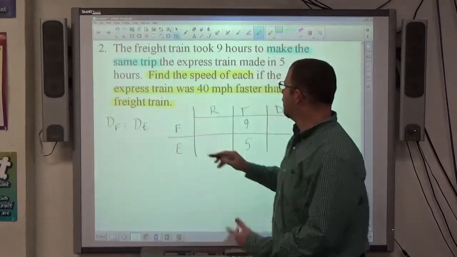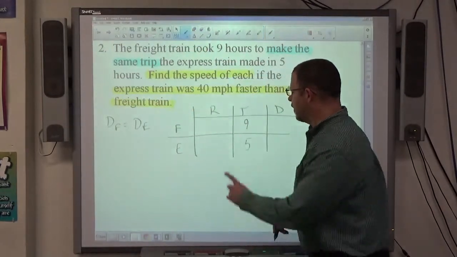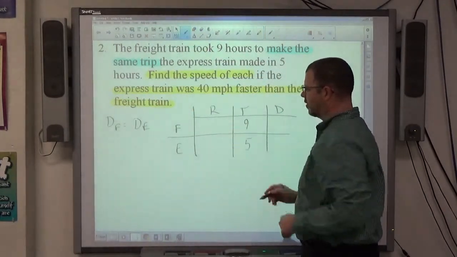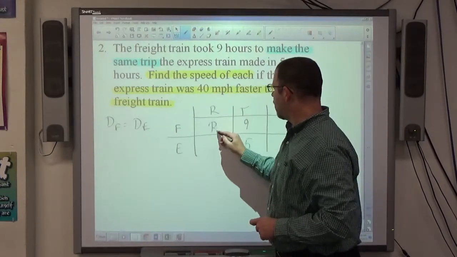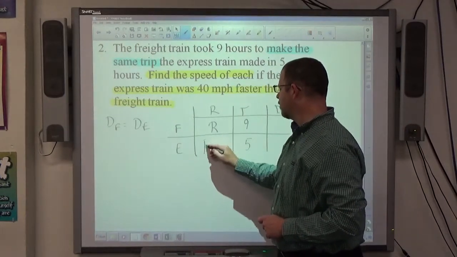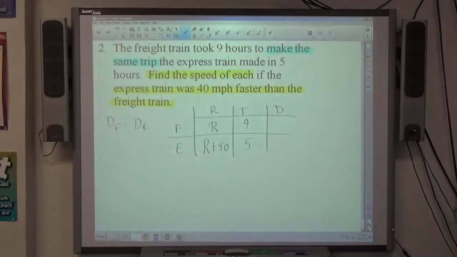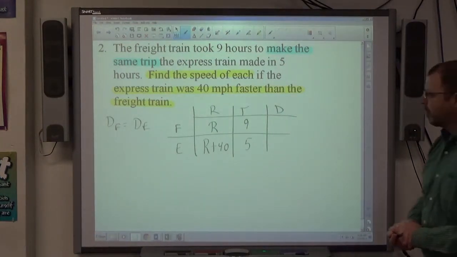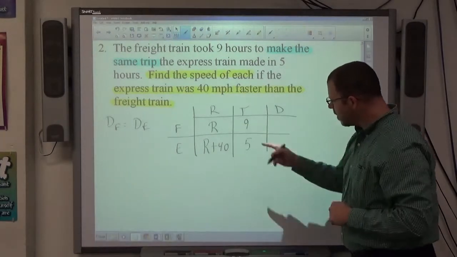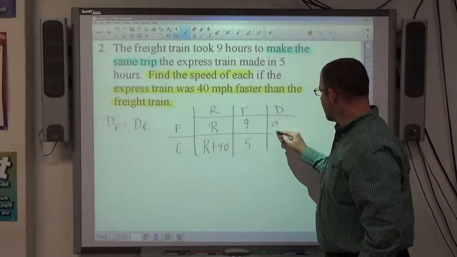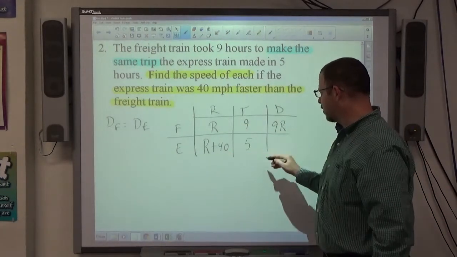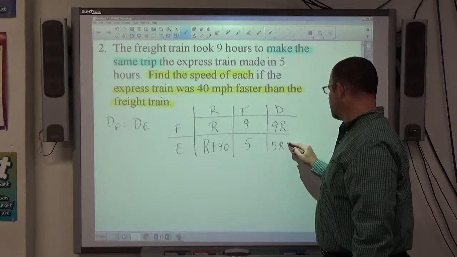Okay, 40 miles per hour faster, that's an addition of 40. The express train is going faster, the freight train is going slower. So I'm going to say R is the speed of the freight train, the express train is going 40 miles per hour faster. And we get our setup like that. Don't know either one, but they're both represented by the variable R. So the freight train distance is going to be 9R, the express train distance is going to be 5 times R plus 40.